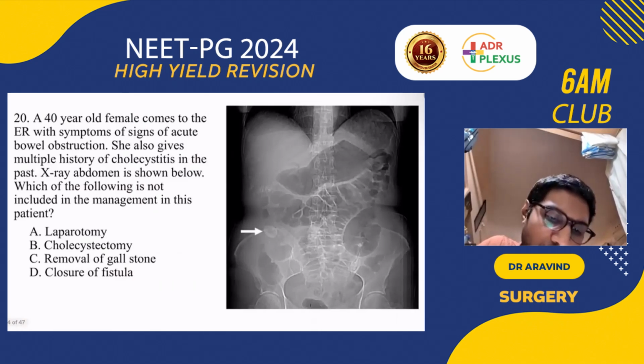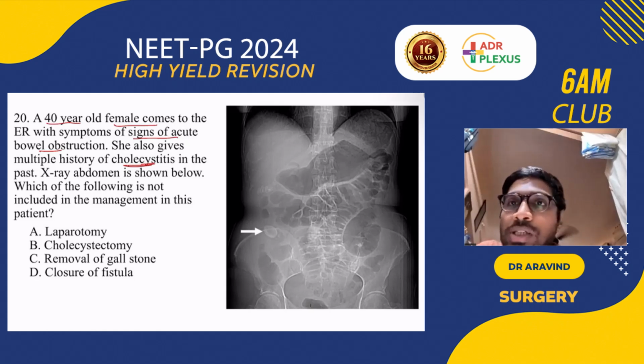Next, a 40-year-old female comes to the ER with signs of acute bowel obstruction. It also gives a history of multiple cholecystitis. The X-ray abdomen is shown below. Which of the following is not included in the management of this patient? So this has multiple meanings. It is not a straightforward question. I have marked this. So what is this diagnosis? Yeah, it is Gallstone Ileus. Okay, it is Gallstone Ileus.